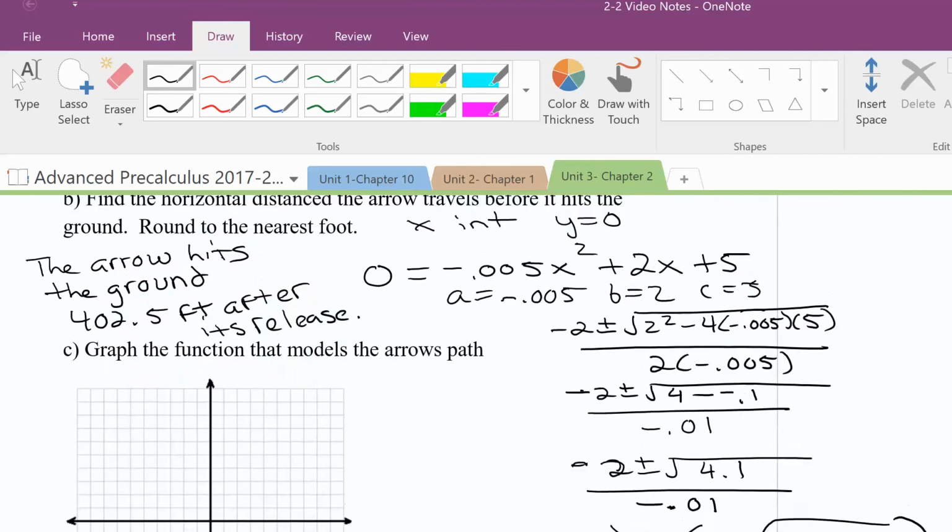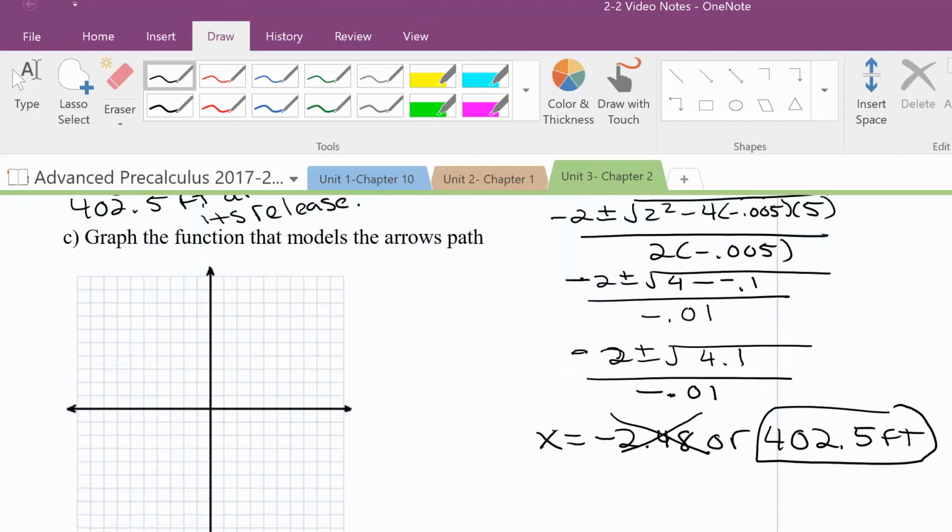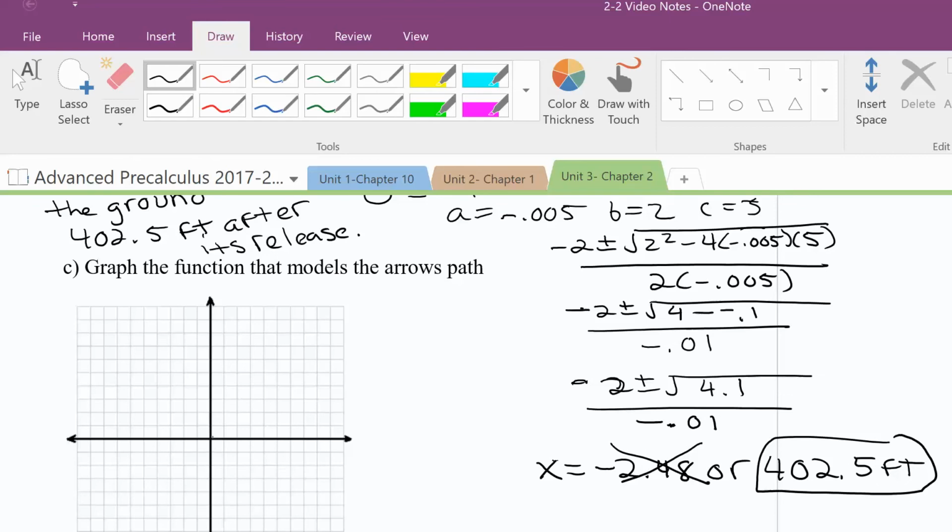All right, and then if you graph it, understand that the y-intercept is 5, and then it looks something like this. That's what it looks like. I'll show you how to graph that on your calculator in class.